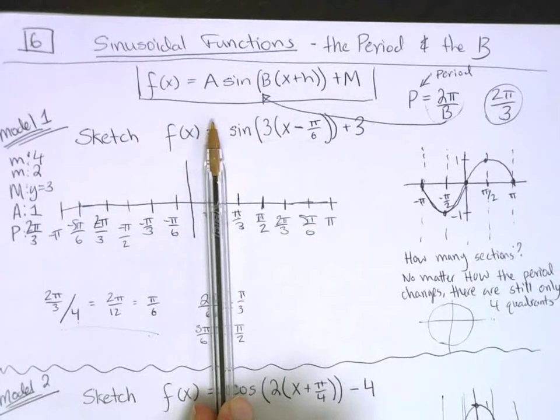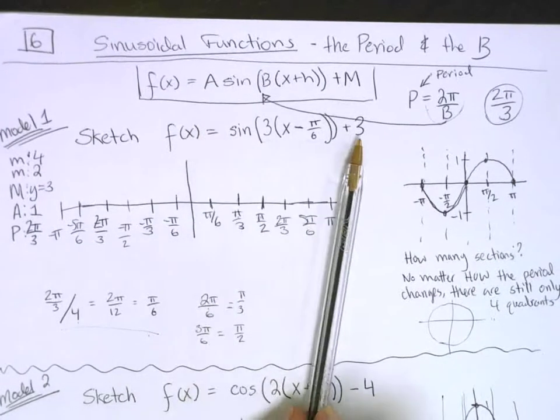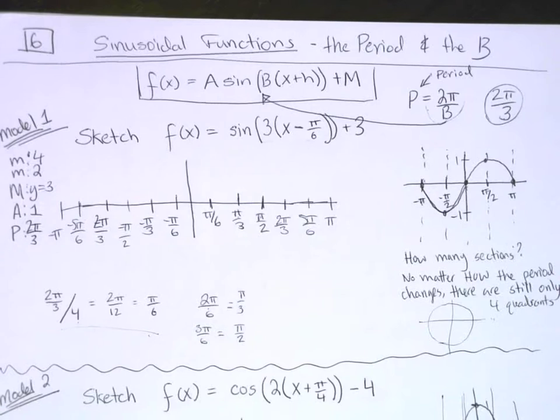So we've got our midline drawn. We're shifting to the right pi over 6, so I'm starting here. And on sine, we start at the midline. So there it is, my first point on the midline at pi over 6. After that, what does sine do?